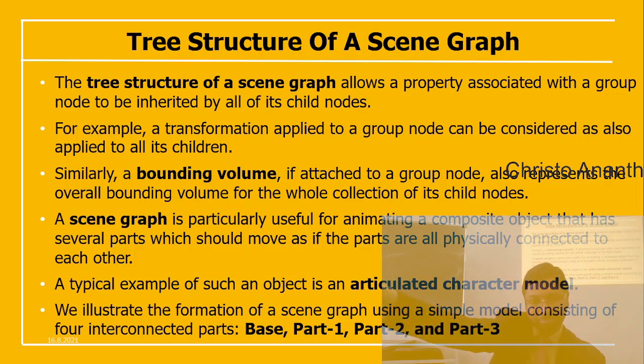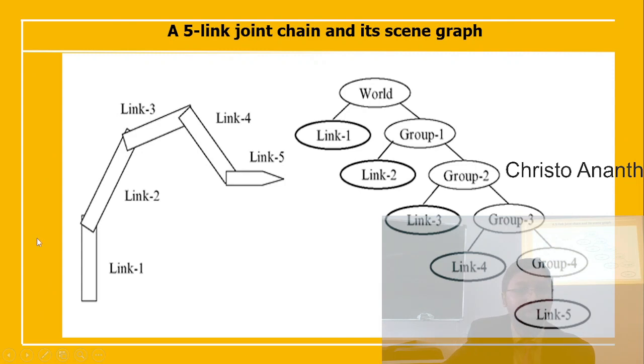We'll have 4 connected parts: base, part 1, part 2, part 3. Okay. So as I told you, link 1, link 2, link 3, link 4, link 5. If I try to move this link 2, immediately link 3, link 4, link 5 will move. And this is the scene graph.